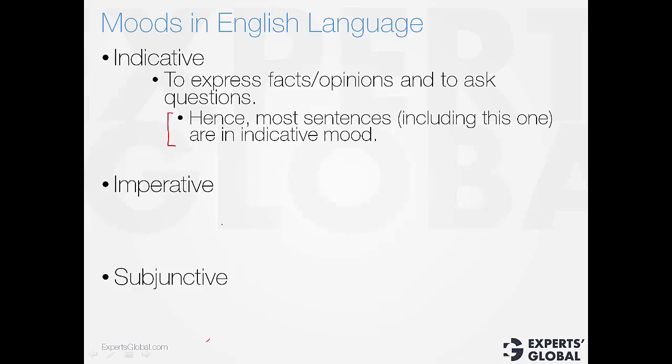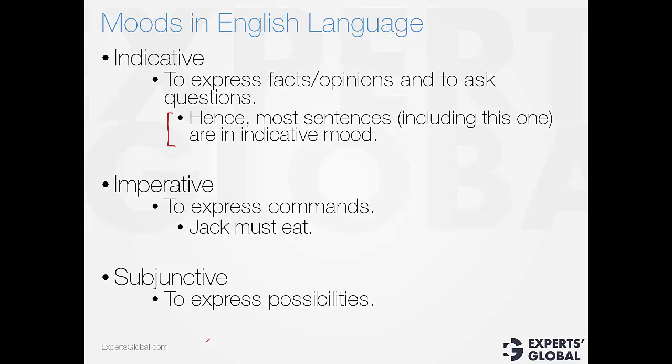The second mood is imperative mood, which is used to express commands, such as this one, Jack must eat. And then the interesting one, subjunctive mood, is used to express possibilities. This is of great interest to the GMAT. This is the one we would be exploring in great detail.